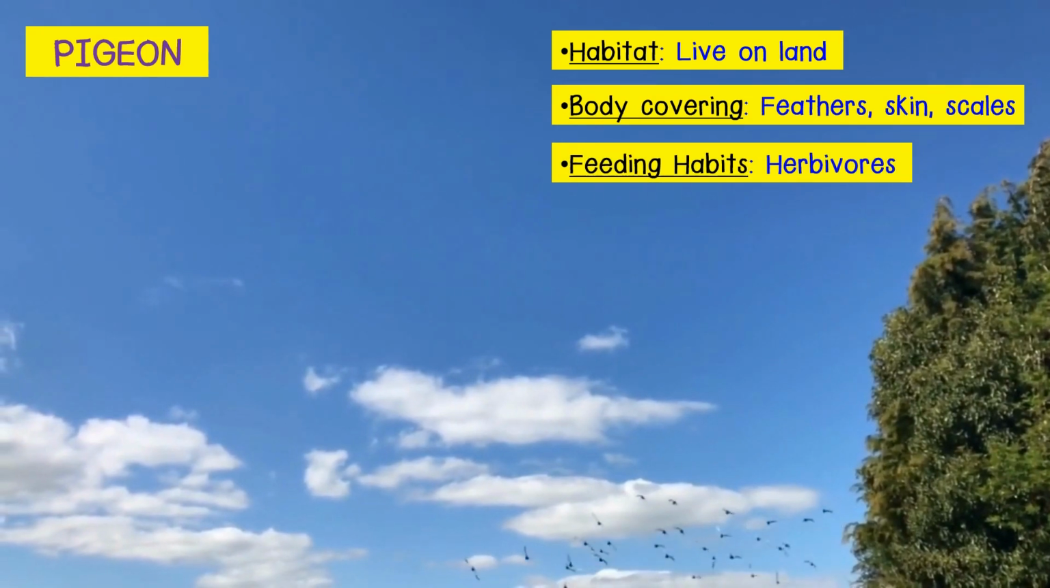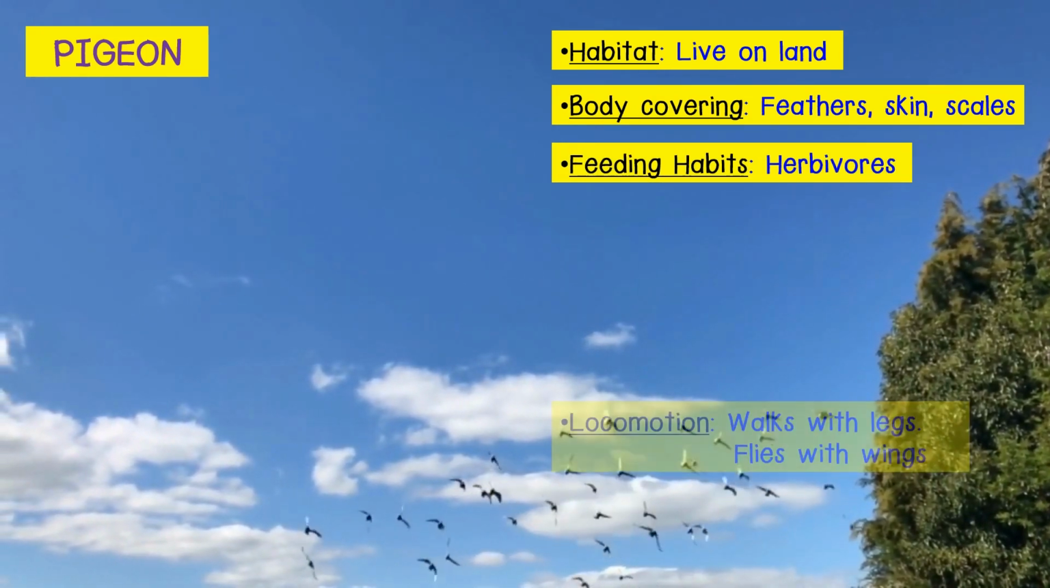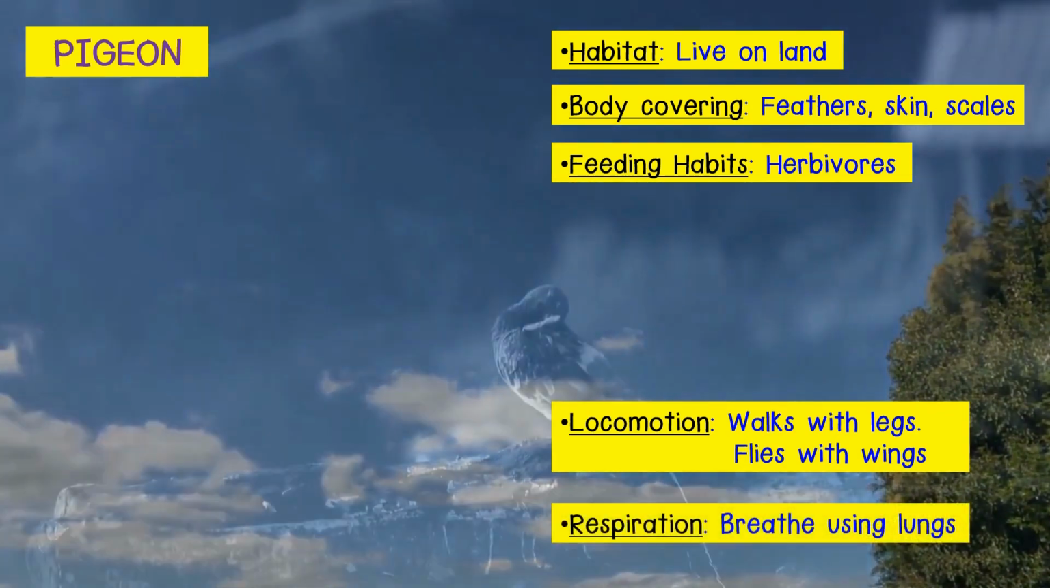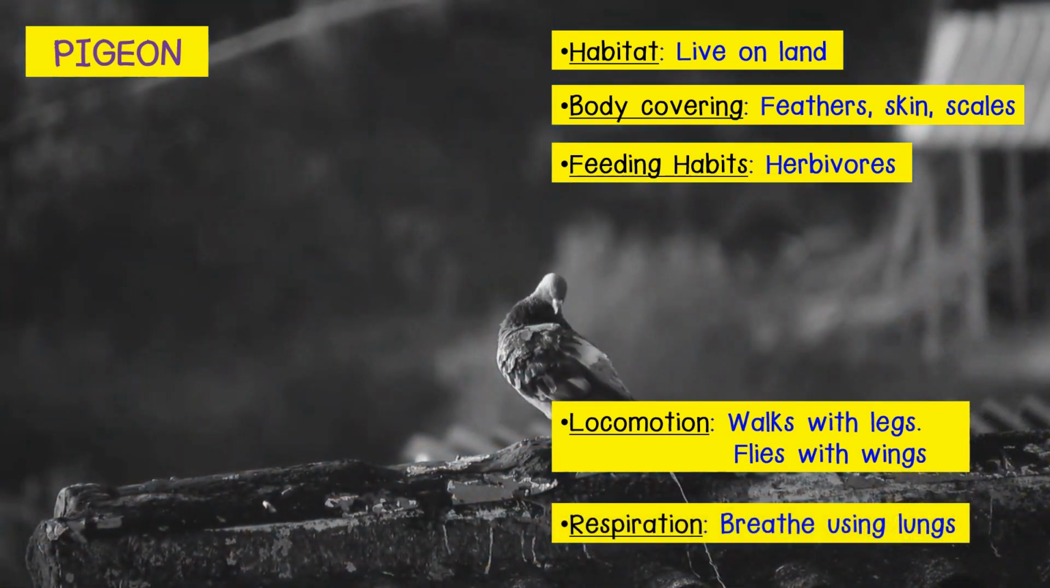Birds have legs and wings as organs of locomotion. Birds breathe using lungs like other land animals.